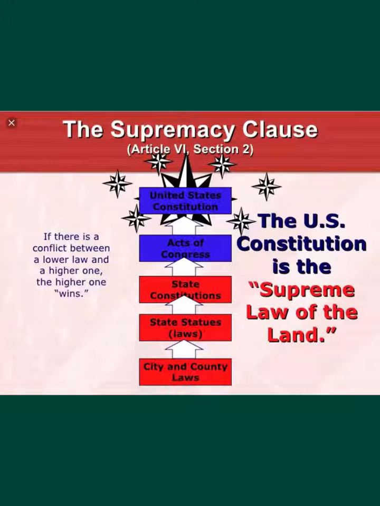As you see, there is a hierarchy. The United States Constitution is on top because that is the law that must be followed. But if there is something that is not mentioned in the Constitution, then it goes to the acts of Congress, whatever laws Congress makes. If Congress doesn't mention it, then it goes to state constitutions, then it goes to state laws, and then finally city and county laws.